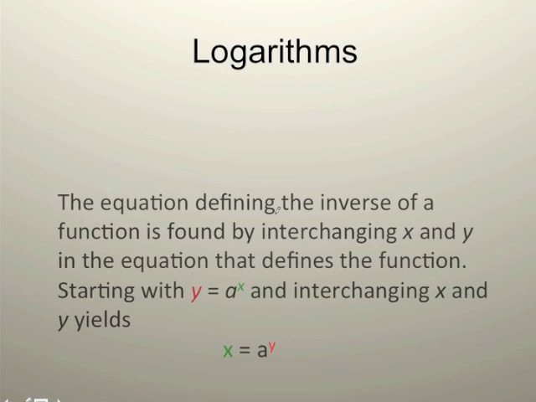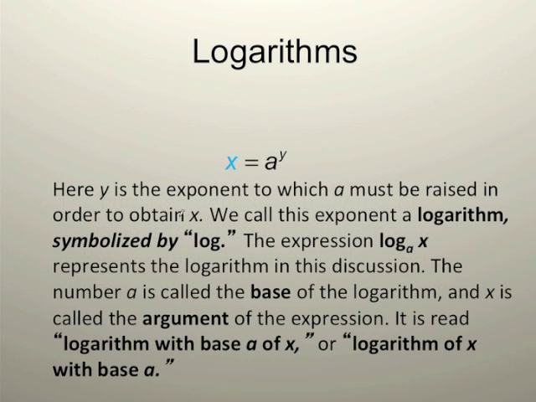The equation defining the inverse of a function is found by interchanging the x and y. We started with y equals a to the x. We interchange the x and y, and we get x equals a to the y. Notice here that y is the exponent. In x equals a to the y, y is the exponent that a must be raised to get x. We call this exponent a logarithm, symbolized by log.